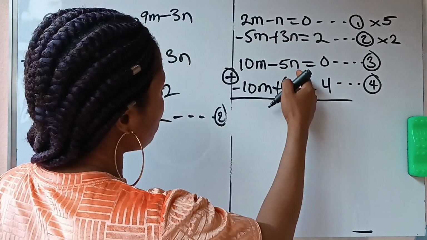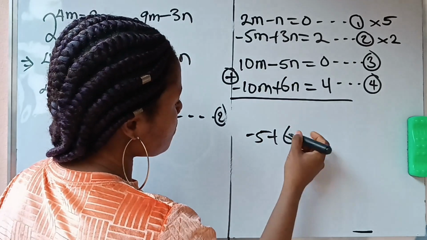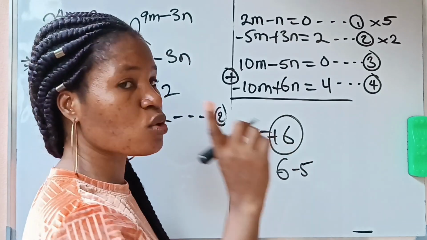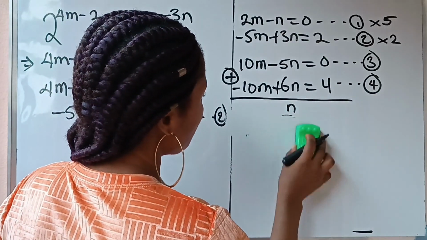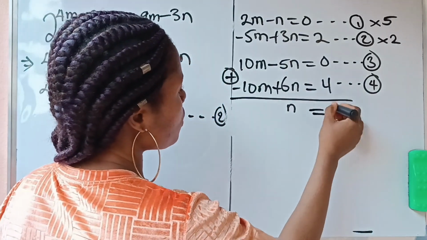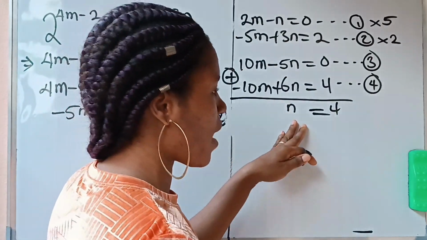Now minus 5n plus 6n. Minus 5 plus 6 is the same thing as if you write your 6 first: 6 minus 5. So it's going to give us only 1 n remaining. So we have n here. Okay? Only 1 remaining. Now n is equal to 0 plus 4, which is 4. So you have succeeded in getting the value of n.